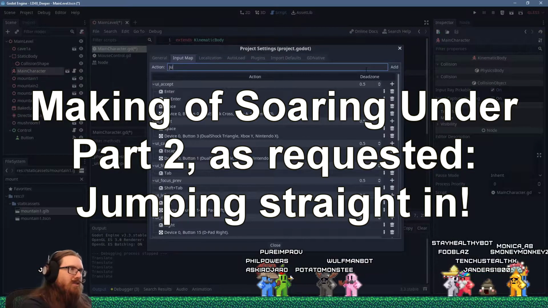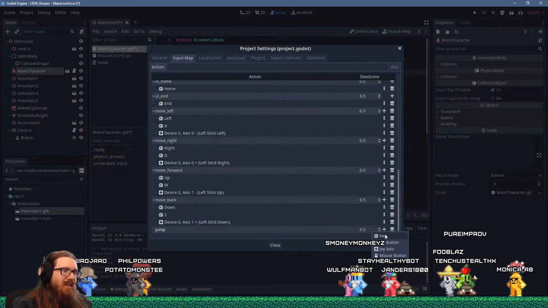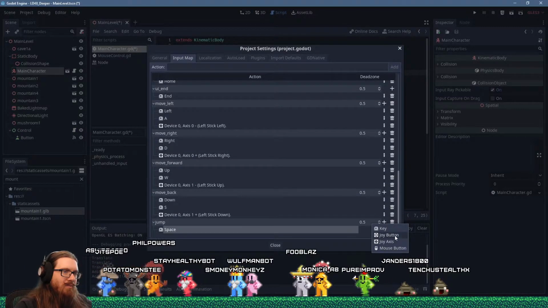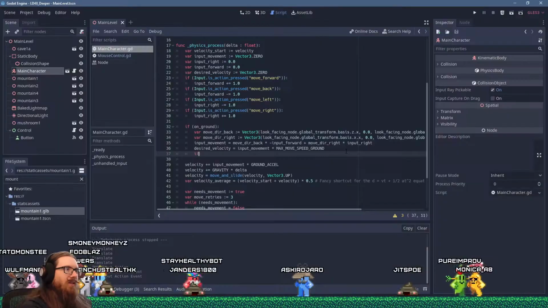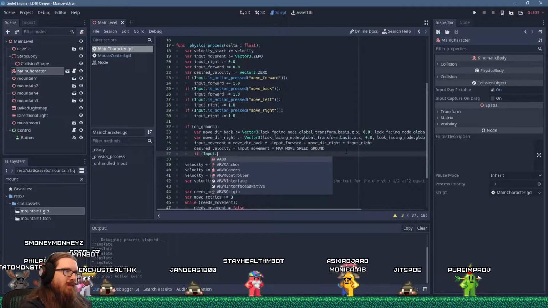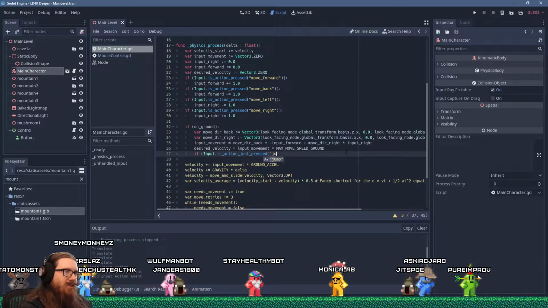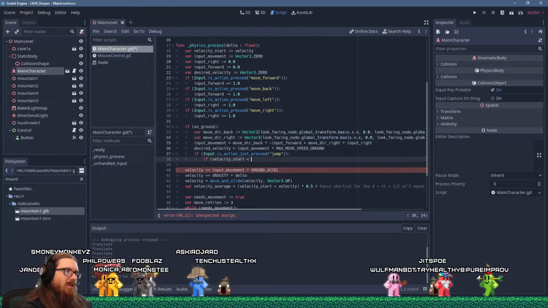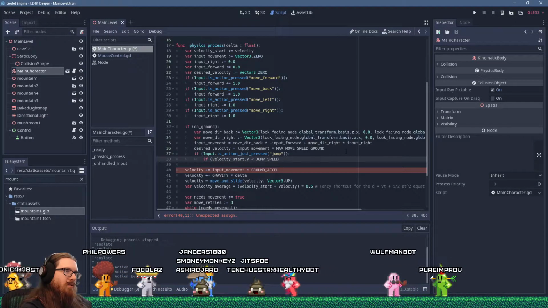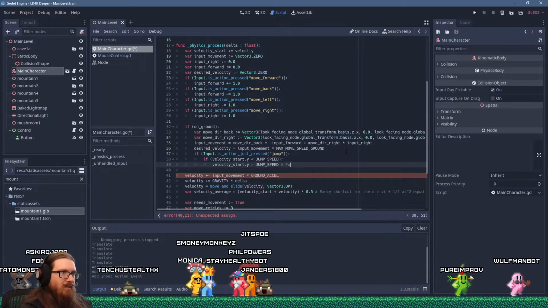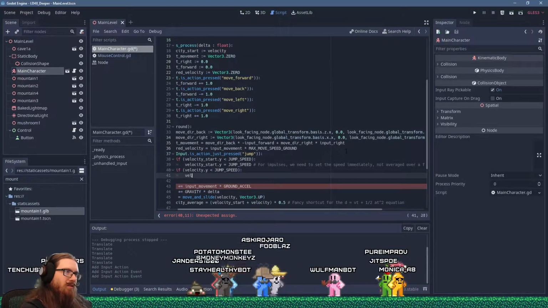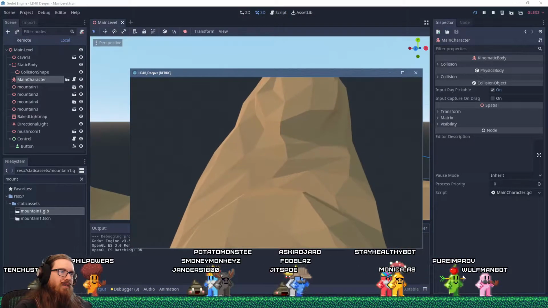Input map, add jump. Even if it's not needed for the game, it feels weird to not be able to jump in a game. Joy button, sure, that's usually the jump key. If Input.is_action_just_pressed jump, and velocity.y is less than jump speed, apply the impulse. A frame, not a flame. Boink. We've got to jump.